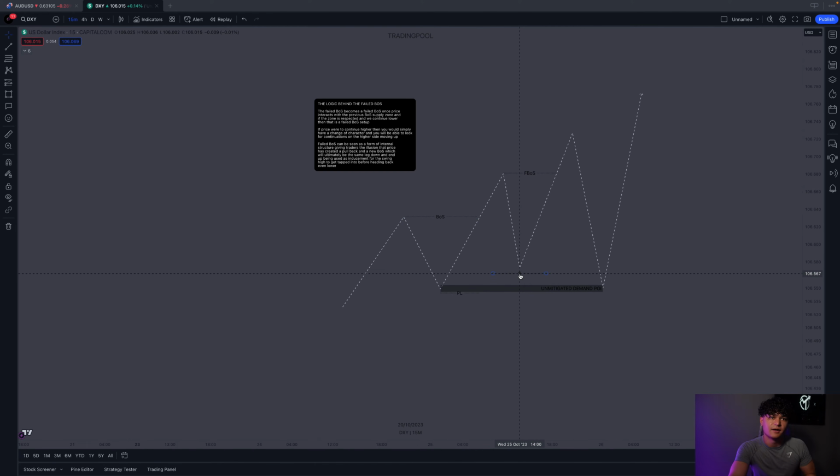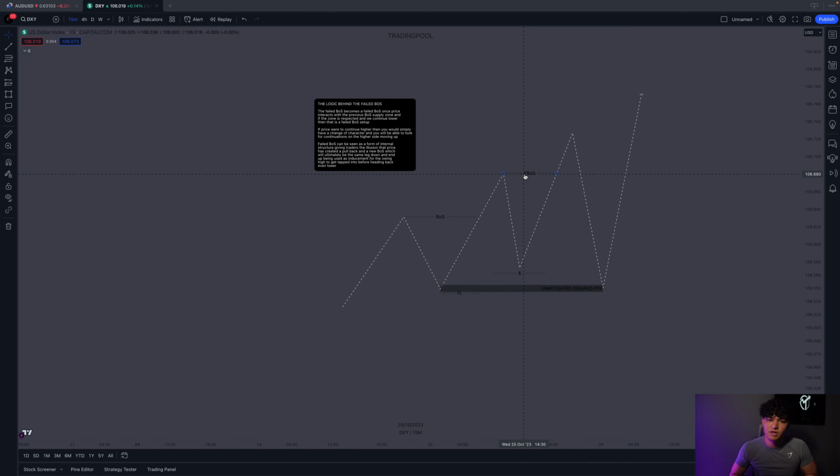So what do I mean by that? If price was to come down here, at this point here, it would become a change of character, right? Because before this actually becomes a failed breaker structure, it starts off as a regular breaker structure. So we just have a normal breaker structure here, we have a normal breaker structure over here. And when price makes its way down here, it becomes a change of character.